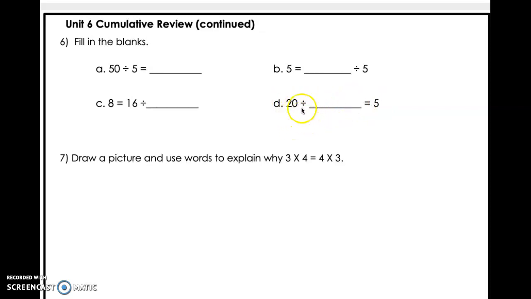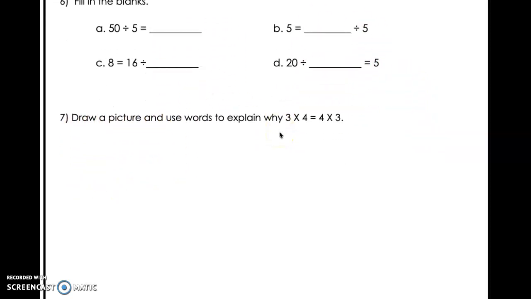Or you could go 20 divided by 5. Okay, I'm going to make 5 circles, and I'm going to share 20 in each circle. How many is in each circle? That would be 4. Okay, draw a picture. So there's different ways to get these answers I'm trying to show you.